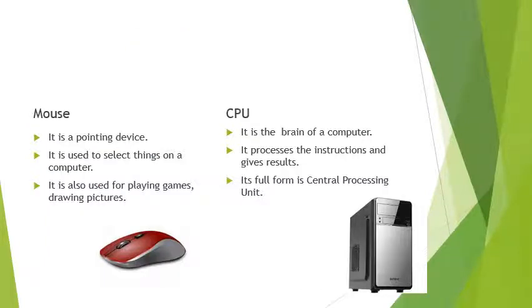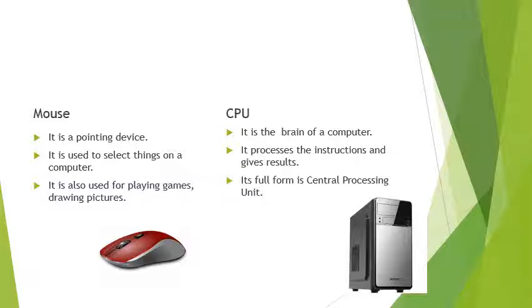Now the next part is mouse. Mouse, it is a pointing device. It is used to select things on a computer. You can see the picture of a mouse. So whatever work we do on the computer, we save it in the form of files. So if you want to open that file, we can open it with the help of mouse. It is called a pointing device. We can point out things on a computer with the help of mouse. And it is also used for playing games, drawing pictures.